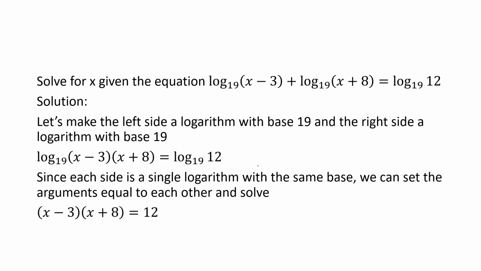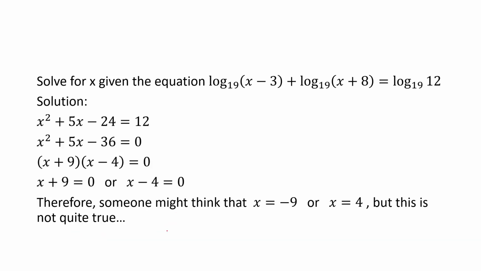Okay? So that's what we've got here. Now, since it's log base 19 on both sides, by observation, we can say x minus 3 times x plus 8 is equal to 12. Now it's just a quadratic equation that you've done in earlier grades of math. Expanding the left-hand side, we're going to get x squared plus 5x minus 24 equaling 12. And then we're going to solve that out.